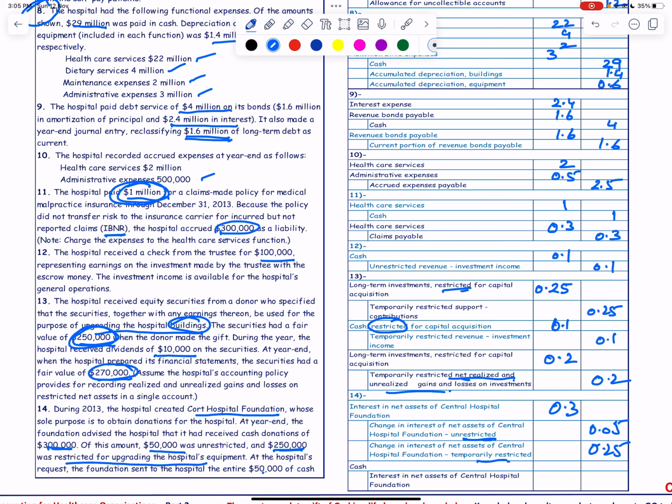Then at the end of the year, at the hospital's request, the foundation sent the hospital the entire 50,000 of cash. So cash is debited by 50,000, and 50,000 will be 0.05 in our case.